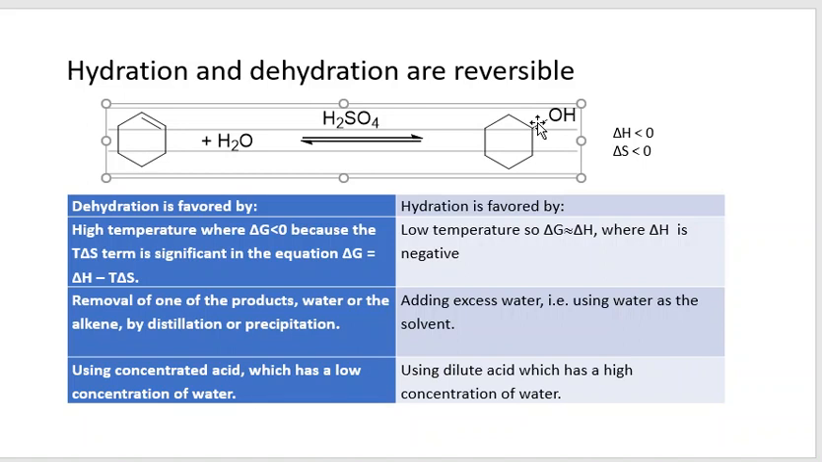Essentially, you do the reverse to get the reverse reaction. High temperature will make the delta S really important in that delta G reaction, and so that will push this reaction back the other way. And you could also remove one of these products. You could take water out, or you could distill the cyclohexene out. And if you remove those, then the reaction will shift to the left. So that's how you can control whether you get an addition or whether you have an elimination.